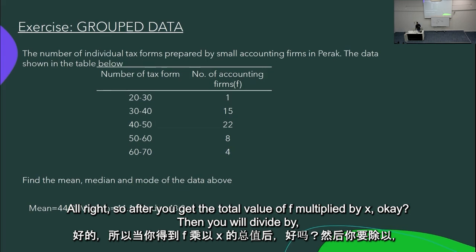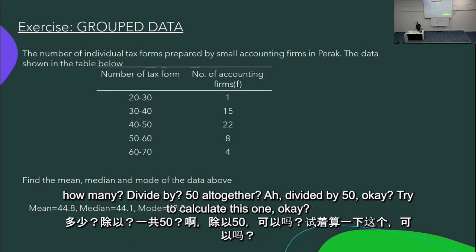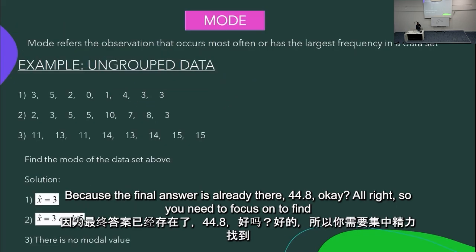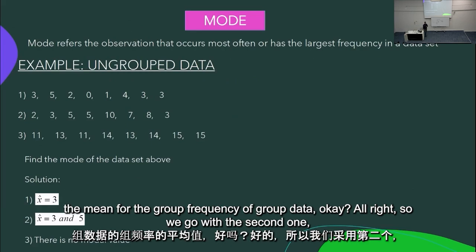Alright, so after you get the total value of f multiplied by x, then you will divide by how many? Divide by 50 altogether. Divided by 50. Okay, try to calculate this one, because the final answer is already there, 44.8. So you need to focus on how to find the mean for the group frequency or group data.